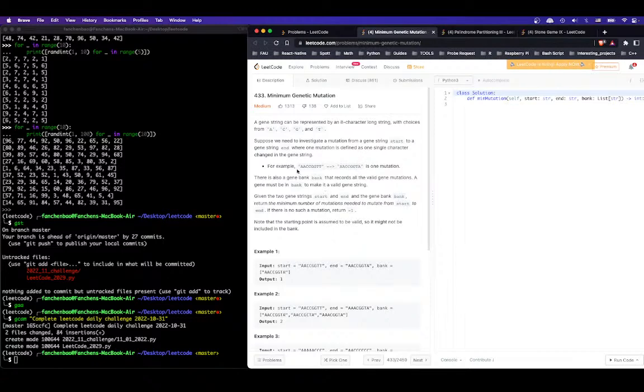There's also a gene bank that records all the valid gene mutations. A gene must be in the bank to make it a valid gene string. Given the two gene strings, start and end, and the gene bank, return the minimal number of mutations needed to mutate from start to end. If there is no such mutation, return -1. Note that the string starting point is assumed to be valid.